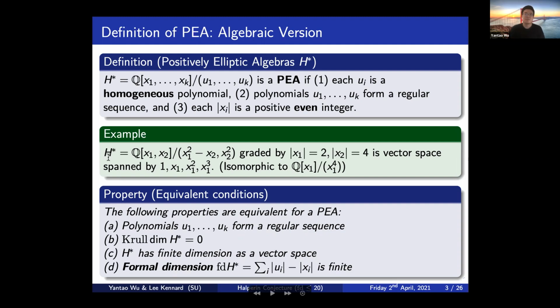And as you can see in this example, the first relation is x1 squared minus x2. The second relation is x2 squared.